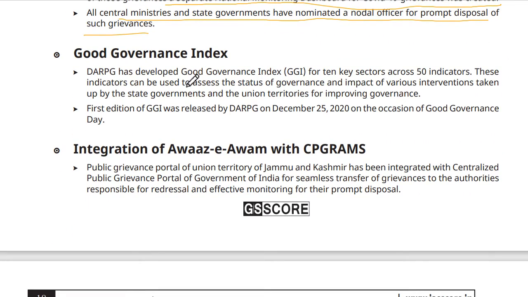Good Governance Index. DARPG has developed the Good Governance Index for 10 key sectors across 50 indicators. These indicators can be used to assess the status of governance and the impact of various interventions taken up by the state governments and union territories for improving governance. The first edition of the Good Governance Index was released by DARPG on December 25, 2020, on the occasion of Good Governance Day.